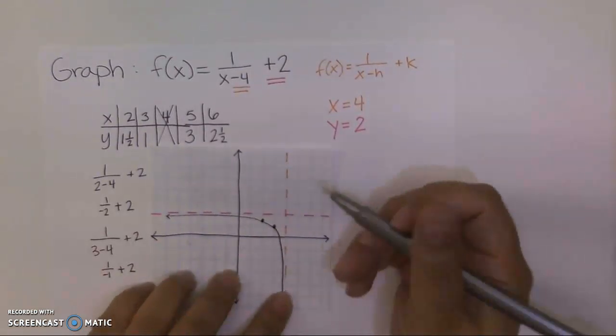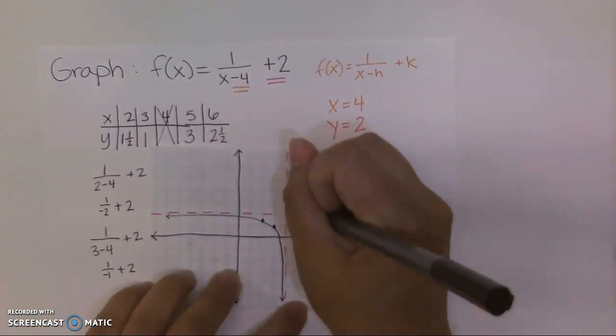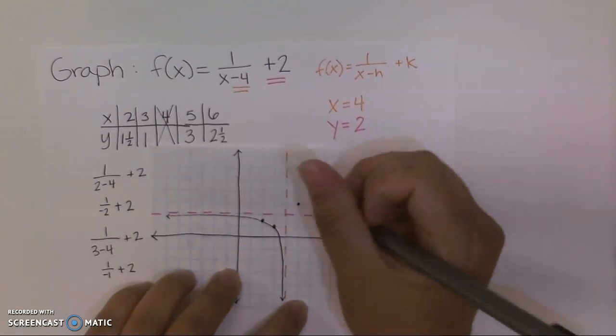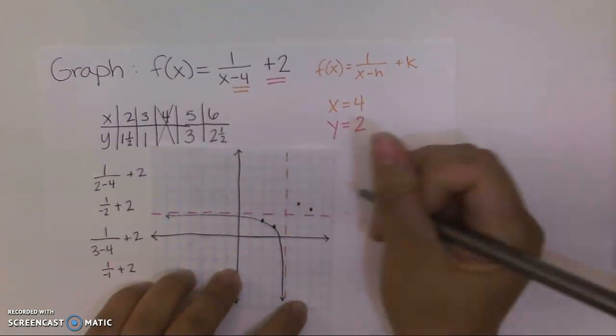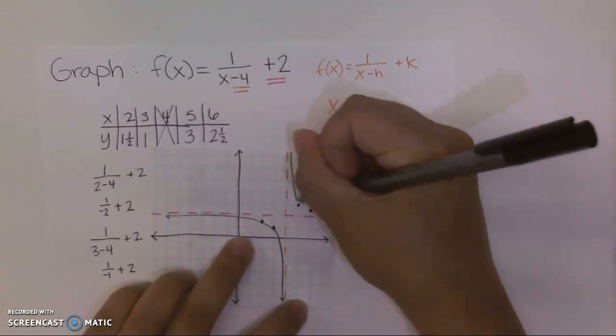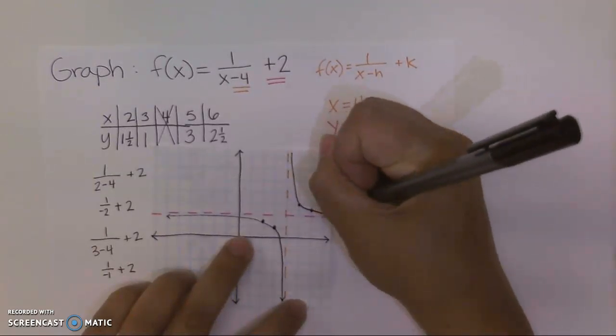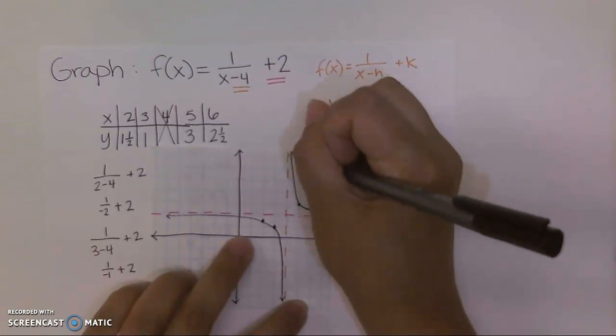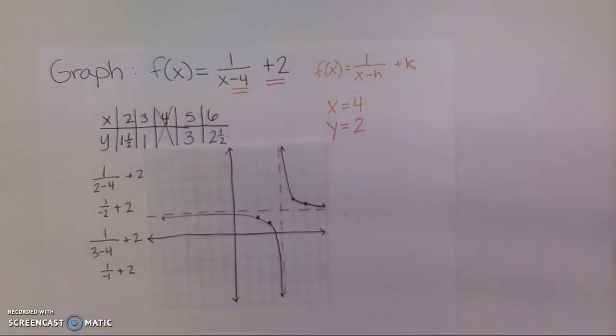Now I'm going to plot my second one. So 5, 3. And 6, 2.5. And then again, when I draw this graph, I'm going to get closer and closer and closer to those lines, but never actually touch either one of them. And there you go. You just graphed a rational function.